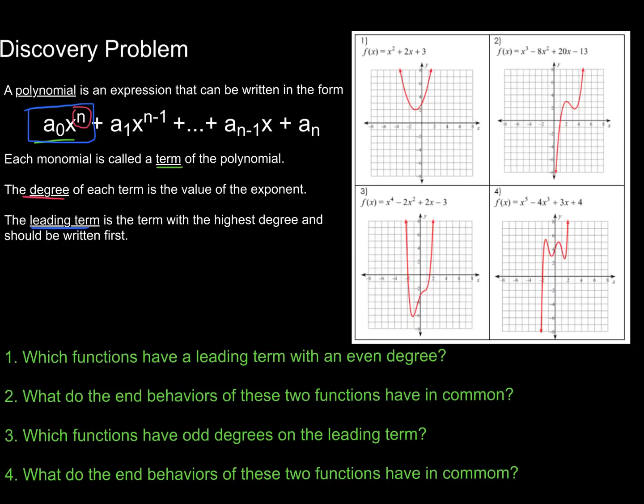So the end behaviors for the odd degree polynomials are different from one another, whereas the end behaviors for the even degree polynomials are the same as each other. And this is an interesting and important characteristic of polynomials.